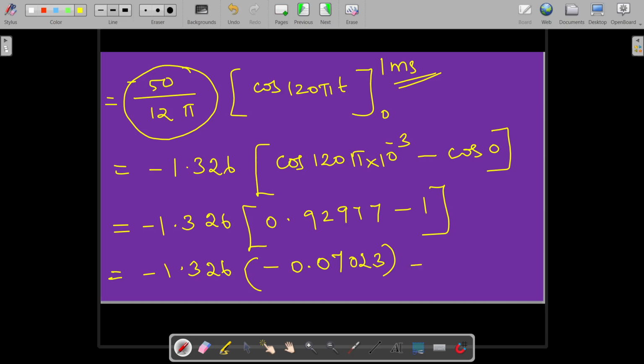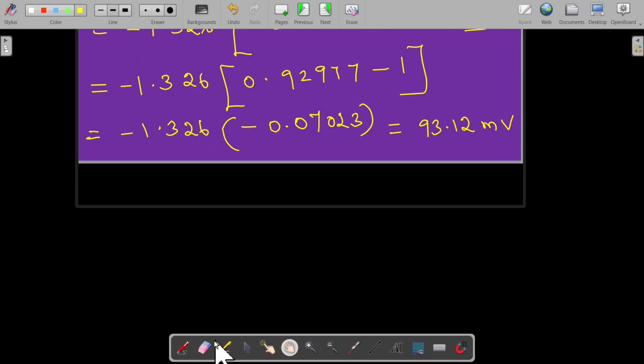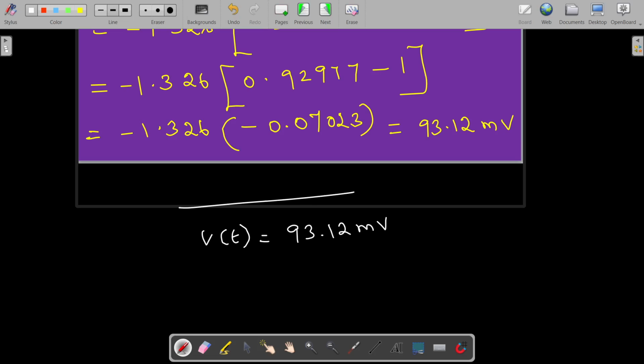So this is equal to 93.12 millivolts. So what's our answer? The answer is v(t) = 93.12 millivolts. This is our answer.